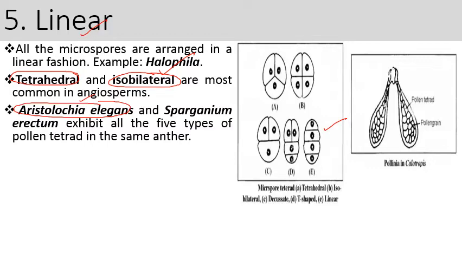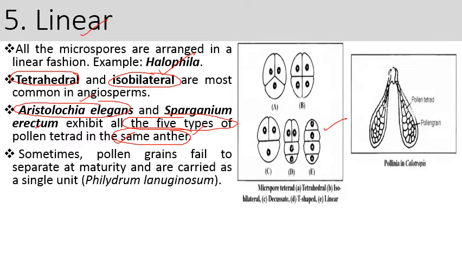In Aristolochia elegans, and in Sparganium erectum, these 2 plants, all 5 types of pollen tetrad are found in the same anther. So in a single anther, all 5 types of pollen tetrad are found. Sometimes pollen grains fail to separate at maturity. So pollen grains do not separate, they are carried as a unit. They are carried as a single unit during pollination, as in case of Philodendron lanuginosum. In this plant, the pollen grains do not separate, and they pollinate as a single unit.